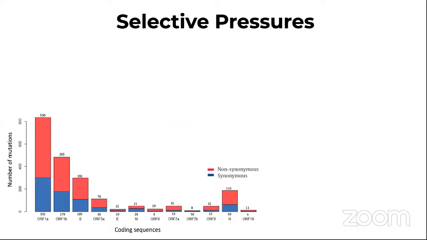So let's think about the selective pressures that this virus is undergoing, because right here you can see a nice chart that was published not so long ago, where you can see the different regions, so the different genes on the genome, and the synonymous and non-synonymous mutations. And you can see that ORF1A, for example, has the majority of these mutations, right? So the y-axis is the number of mutations, and these are the individual genes.